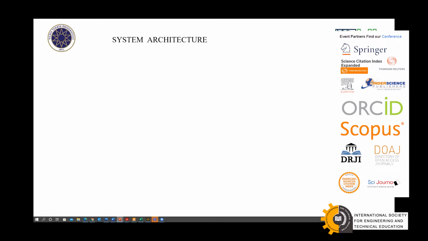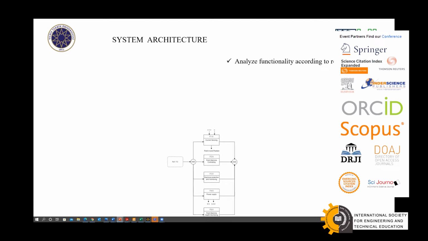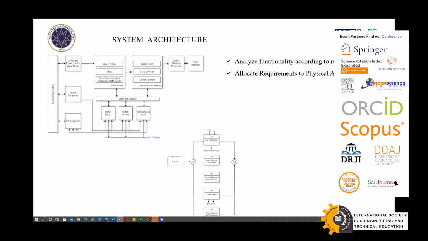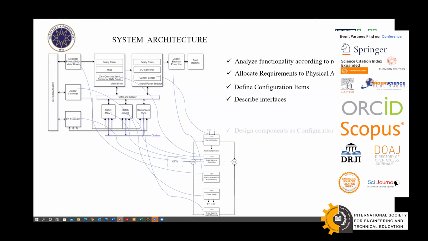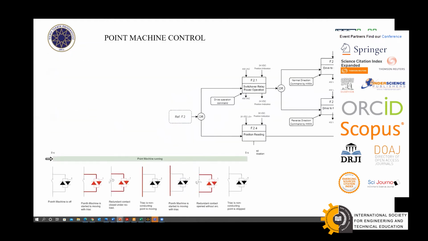In the system architecture, first analyze functionality according to requirements. The analysis method in this figure is EFFBD, which means Enhanced Functional Flow Block Diagram. Second, allocate requirements to physical architecture. That is, you must draw your physical architecture to comply with your requirements and your functionality. Third, you have to define configuration items and allocate functionality to physical items. You can see the allocation. Each function has a part in the physical item. Then you should describe your interfaces and design the components as configuration items.